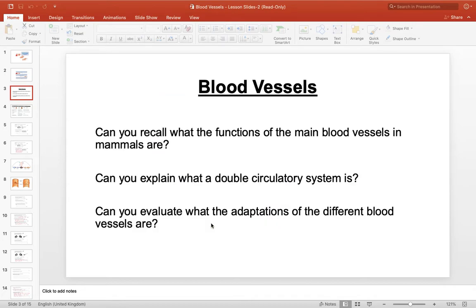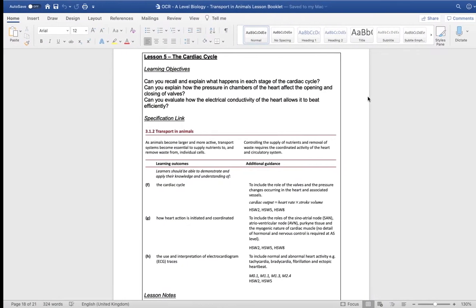So today's lesson, we're going to be looking at these three types of blood vessel. By the end of the lesson, you should be able to recall what the functions of the main blood vessels in mammals are. You should be able to explain what a double circulatory system is, and you should be able to evaluate what the adaptations of the different blood vessels are. So these are our learning objectives. I would like you to write the lesson title in your book as you would for any other lesson with me. Put the date, and we will make a start.